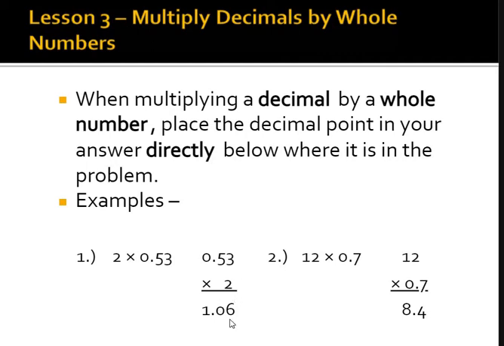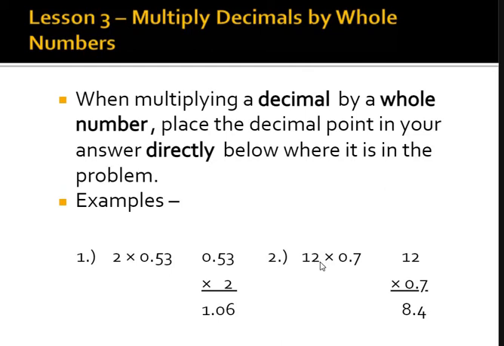After you finish multiplying the whole number by the decimal, you count how many digits are to the right of the decimal point. I have only one decimal, and I have 2 digits to the right of the decimal point. So I go to the answer and count 2 digits from the right and then put the decimal point. 1, 2, so you put the decimal point here. The answer will be 1.06.